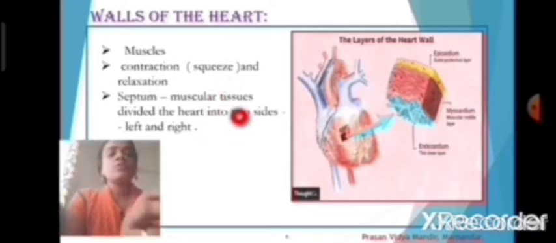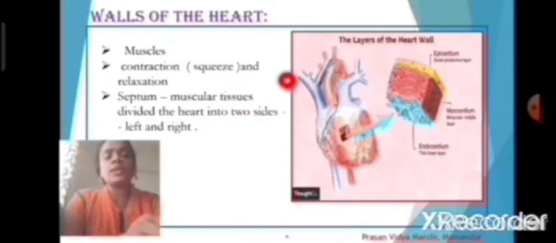Okay, septum. The heart has a right side and a left side. The blood is continuously pumping through the right and left sides. So in order to prevent the mixing of the blood from the right side to the left side, there is one division, and that division is called the septum.